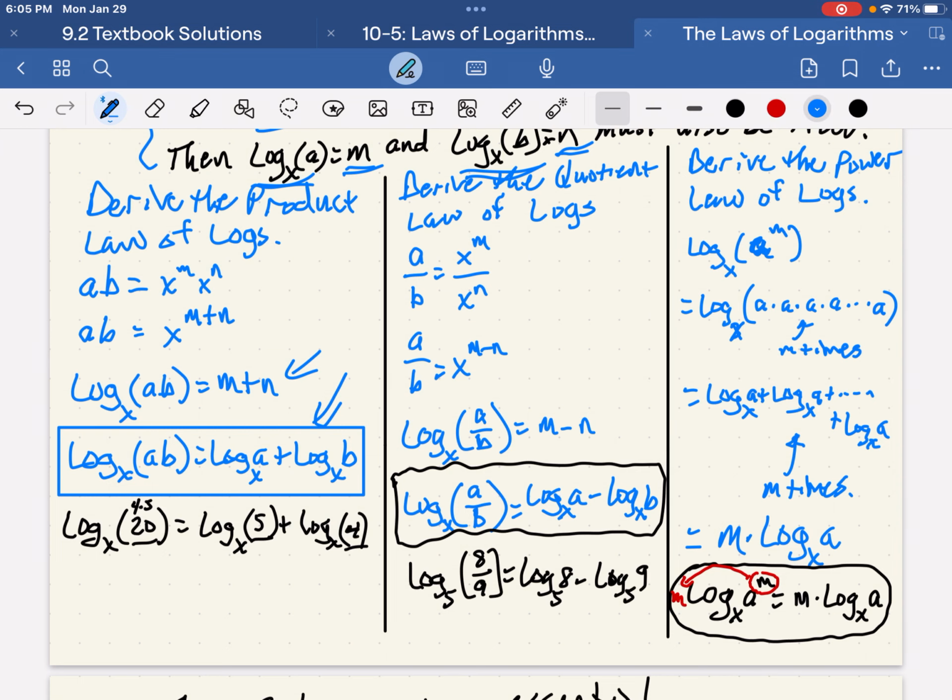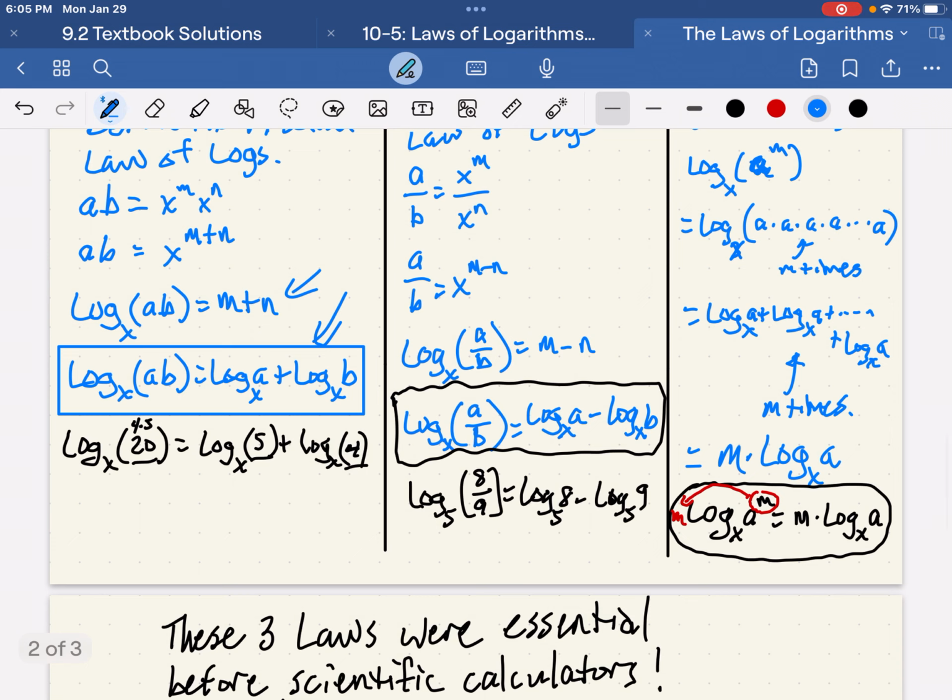So an example would be something like this. If I ever saw something like log base 3 of y to the 4th, it will be to my benefit to say that that's the same as 4 times log base 3 of y. You'll see in the future that that can be helpful.